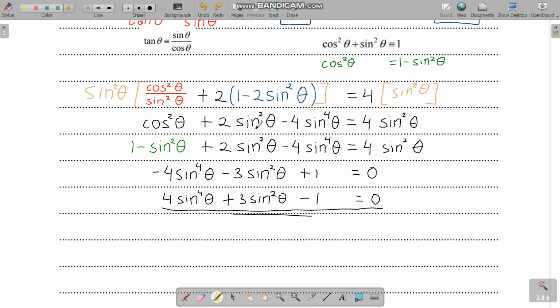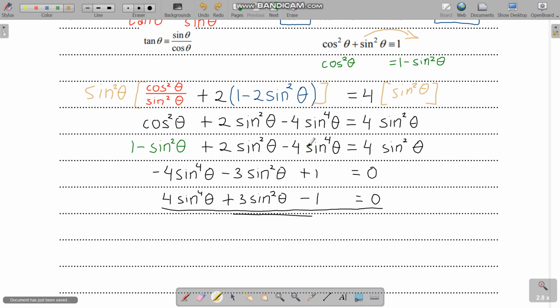Now we can simplify. For the cos squared, we still have to use the Pythagorean identity here because everything should be in sine. So if you just subtract both sides by sine squared, you get cos squared equals 1 minus sine squared. So we replace the cos squared with 1 minus sine squared. Now everything is in sine.